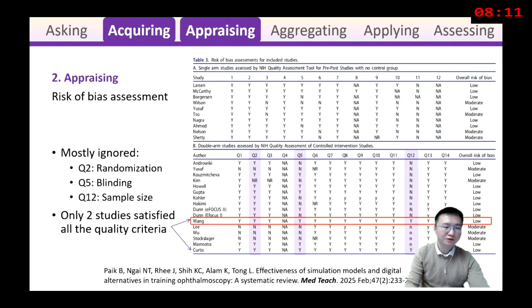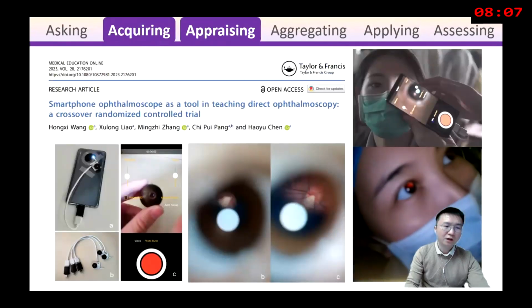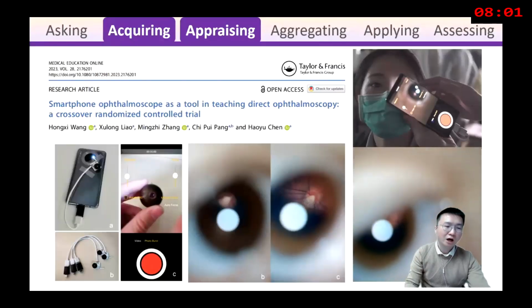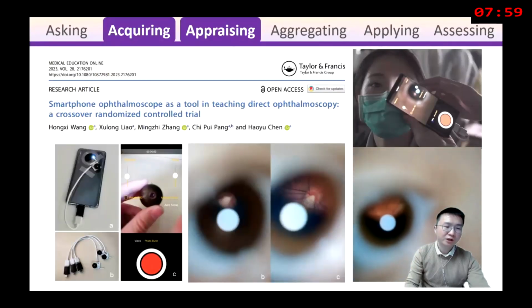So let's have a look at this one. It is my work. You can further refer to the methods that we illustrate in the article. See how to guide the students to assemble the smartphone ophthalmoscope using their own mobile phone, and then use it to visualize the retina for each other, and capture the image and record a video.